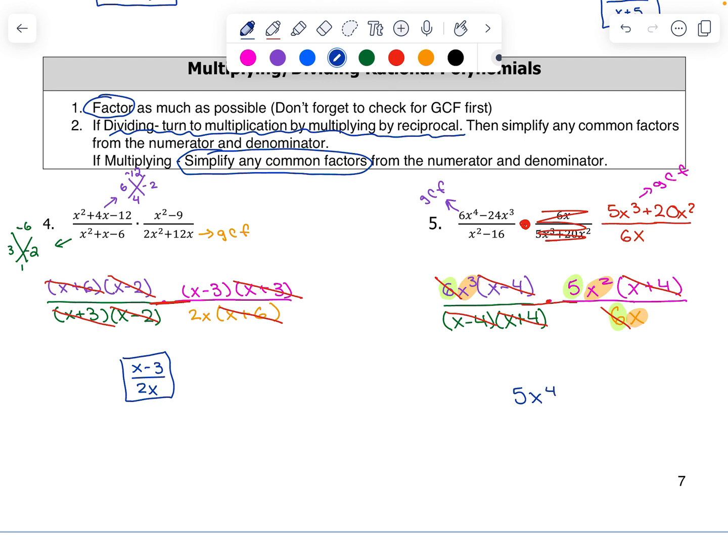Or you can think about canceling out one of the x's and turning this from a 2 to a 1. And then you can add the 3 plus 1 is a 4. So a couple of different ways to think about how to do that, but both getting you to the same answer of 5x to the 4th.